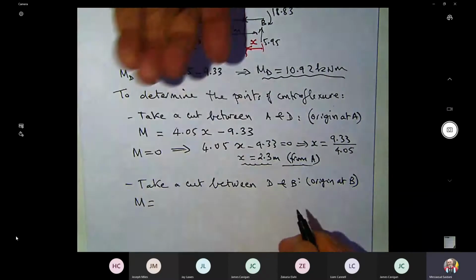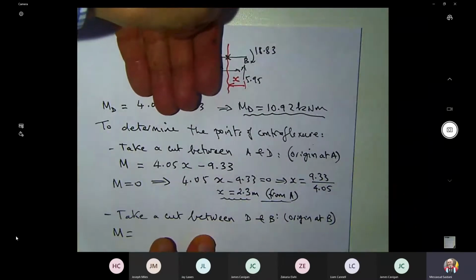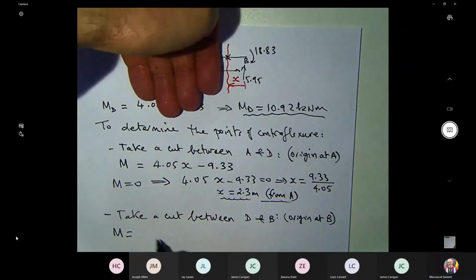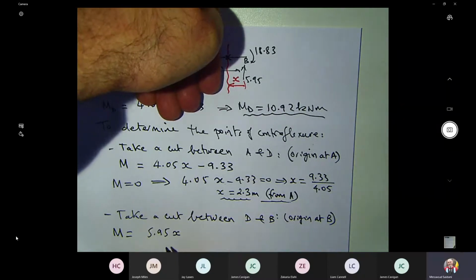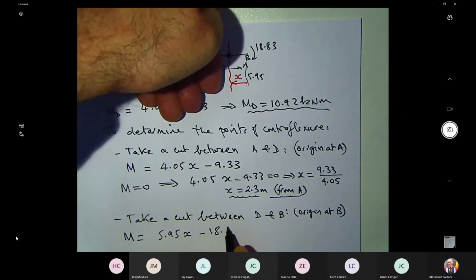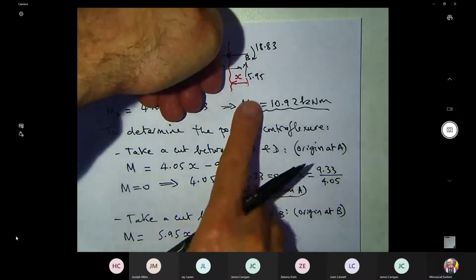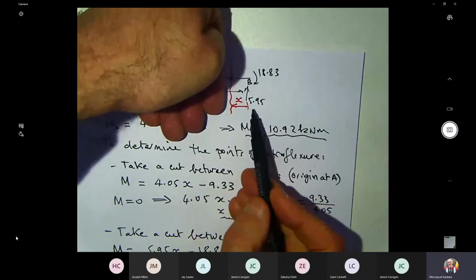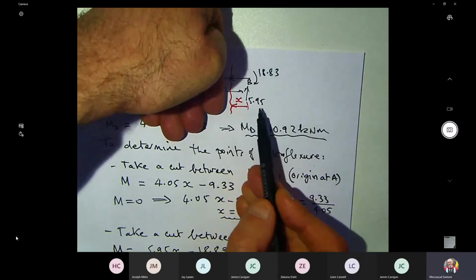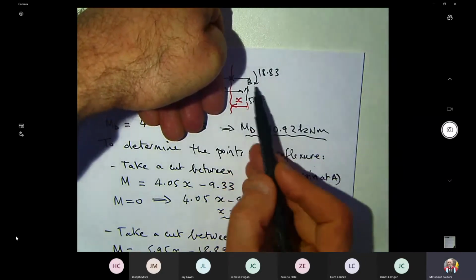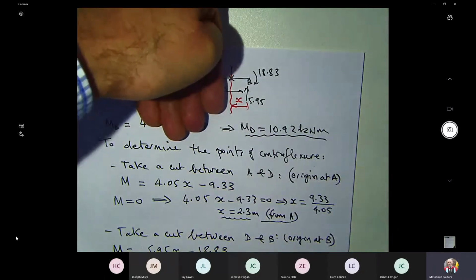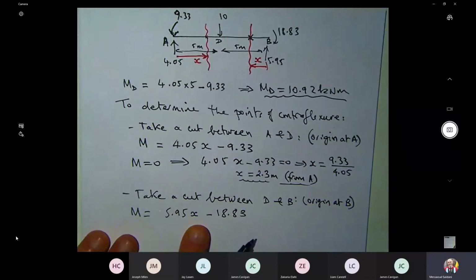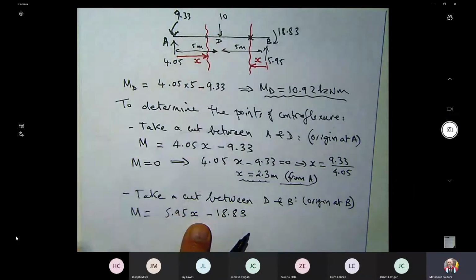Now I covered this side here. So what is the bending moment at the cut now? 5.95 times x, yes? Do you agree, everyone? So the bending moment there is 5.95 times x. Force times distance, and then you've got this moment going this way, so it's minus 1883. And that's the bending moment equation for between D and B.